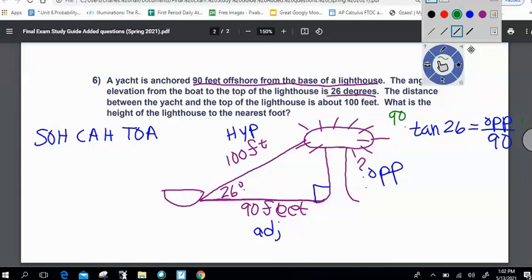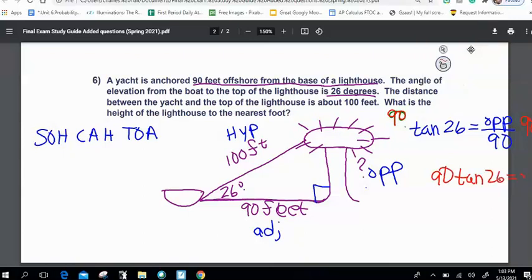Multiply both sides by 90. Let me write it a different color so you guys can see it. 90, 90. All right, so here we get 90 tan 26 equals the opposite side, or X. If we put that into the calculator, we'll get approximately 44 feet. I call that X for the opposite side. All right, so that's that one.